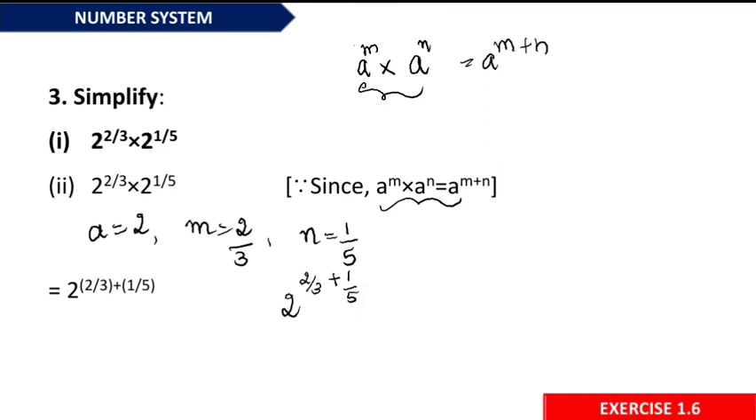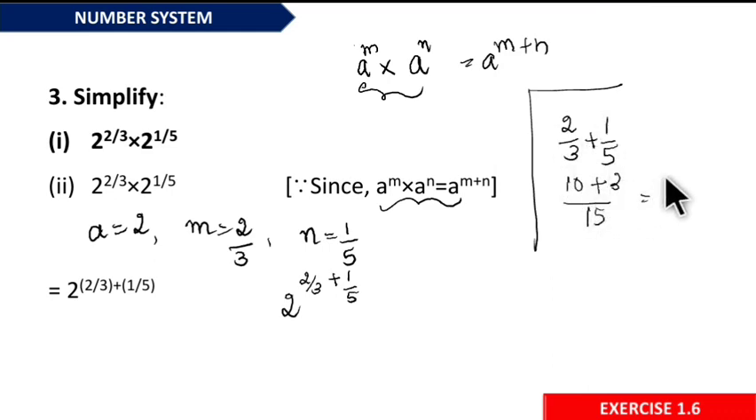Again here we have to simplify the power. What is the power here? 2 by 3 and 1 by 5. I will solve here only the power, 2 by 3 and 1 by 5. So 5 threes are 15. Then we have to do the cross: 2 fives are 10, 1 three is 3. So the answer is 13 by 15. When we solve the power, we are getting the answer 13 by 15.